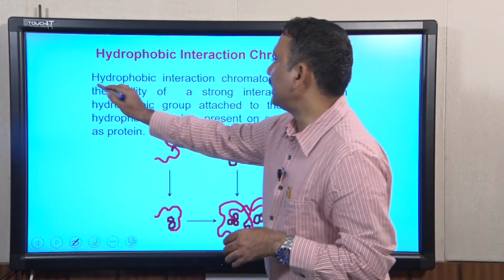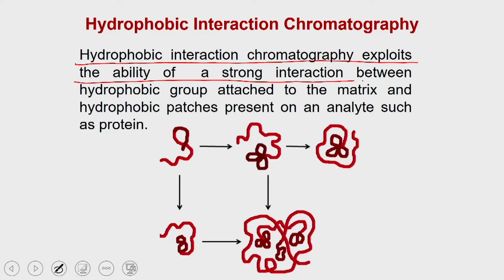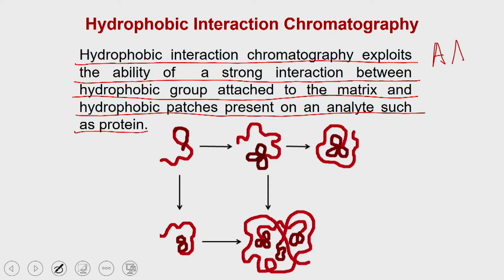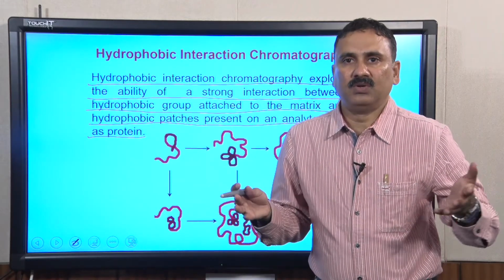So, hydrophobic interaction chromatography exploits the strong interaction between hydrophobic groups attached to the matrix and the hydrophobic patches present on the analyte, such as the protein. As we discussed in the past, the protein is made up of amino acids, and these amino acids are of diversified nature. They could be positively charged amino acids, negatively charged amino acids, non-polar amino acids, polar amino acids, and hydrophobic amino acids.